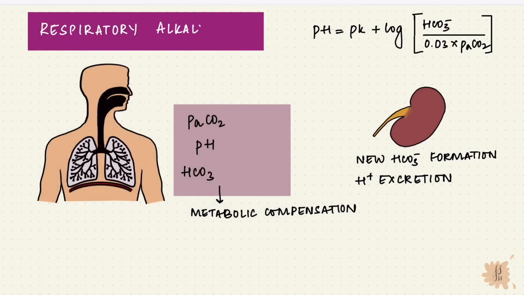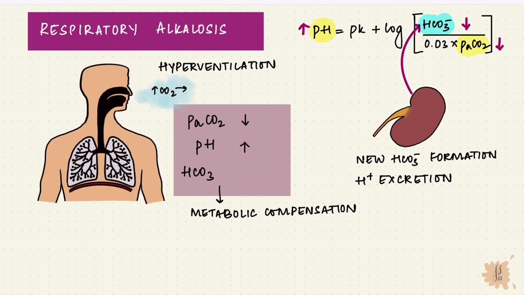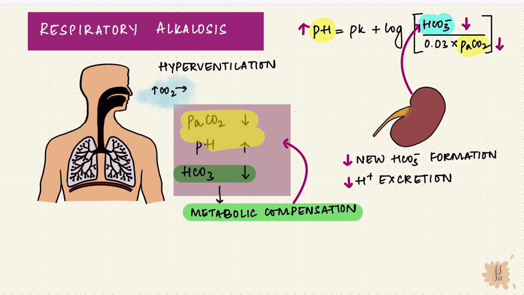Respiratory alkalosis can be caused by hyperventilation. When there's excess ventilation, there's more carbon dioxide washout. So the PaCO2 will reduce. And by the equation, the pH will increase. So the kidneys compensate by lowering bicarb. So there's reduced synthesis and reabsorption of new bicarbonate and reduced hydrogen ion excretion. And that is metabolic compensation for respiratory alkalosis.